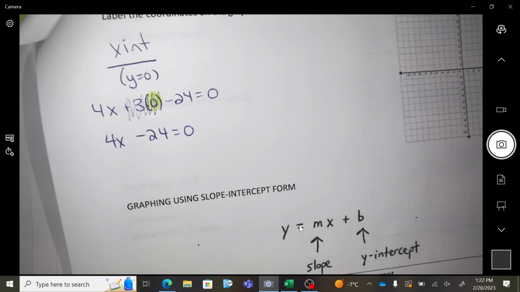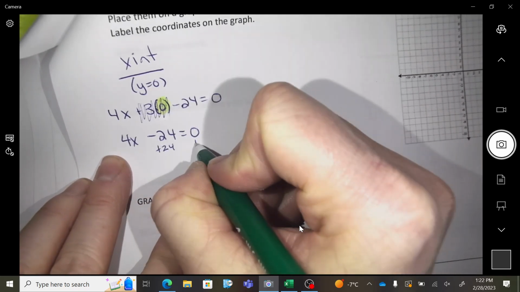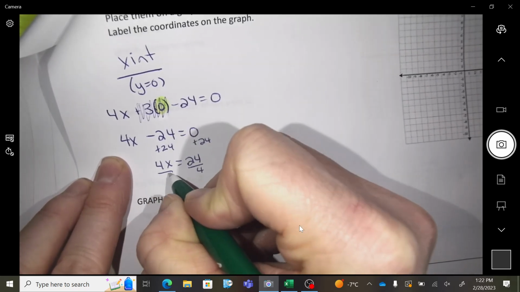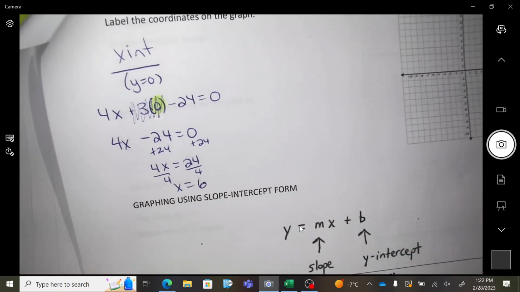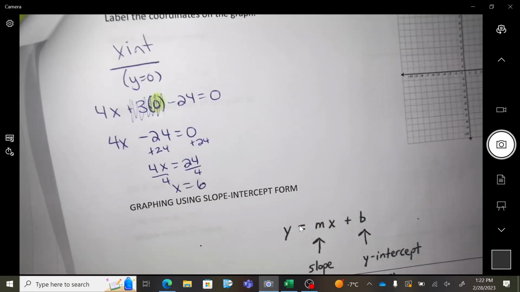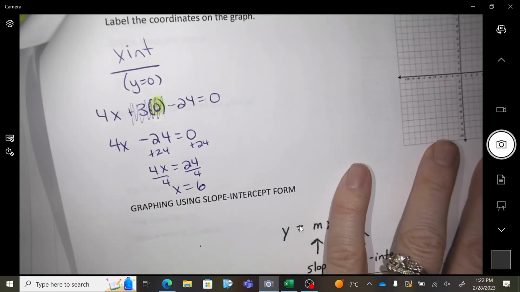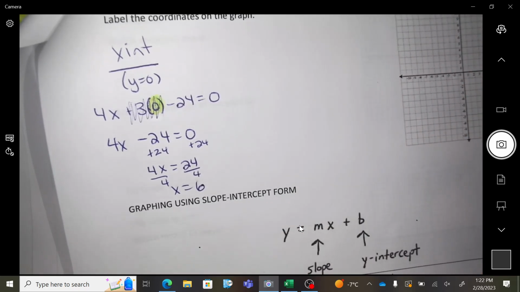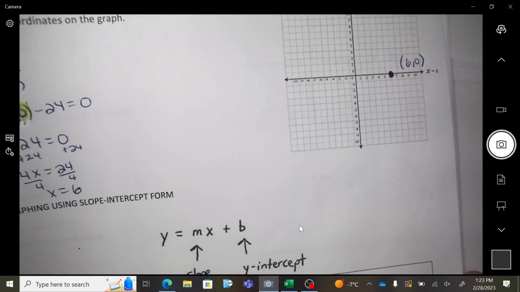Okay, so here's the different stage. How do you solve this algebraically? You actually have to do two maneuvers right now. What would I do as my first move to get something alone? Add 24 to both sides first. Then divide both by 4. Okay, so that was the only extra move we had to do. We had to do more isolation moves. Okay, so I'm plotting that, which is the coordinate 6, 0.